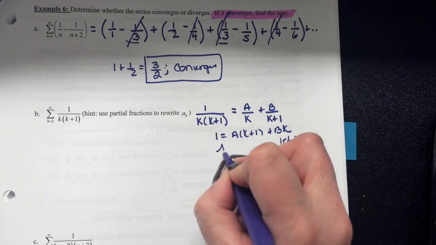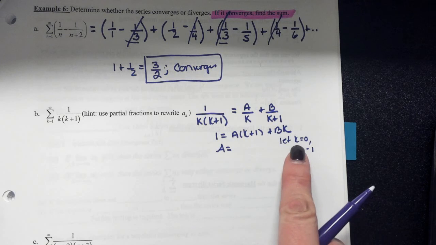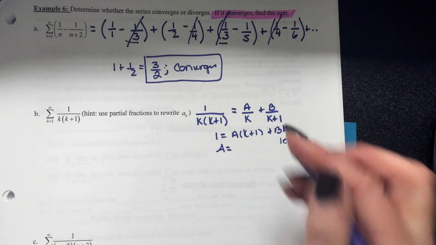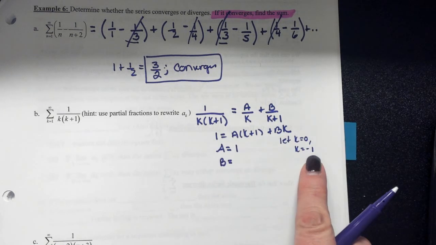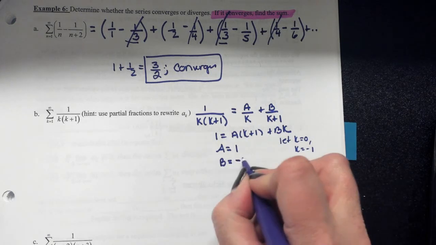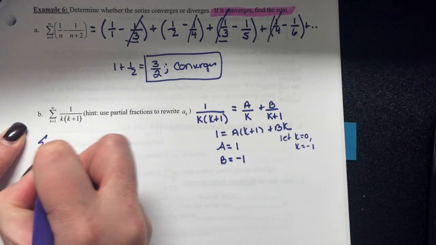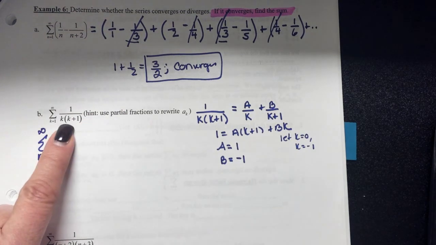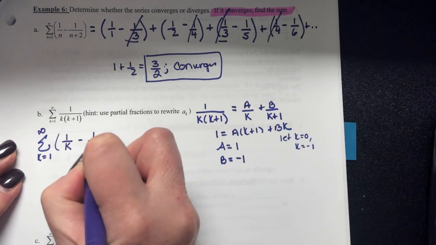So what's a going to be equal to? When I plug in 0 for k, plug in 0, 1. So a is equal to 1. When I plug in negative 1 for k, what's b going to be equal to? Negative 1. So now I can take this larger fraction and I can split it into my two partial fractions: 1 over k minus 1 over k plus 1.